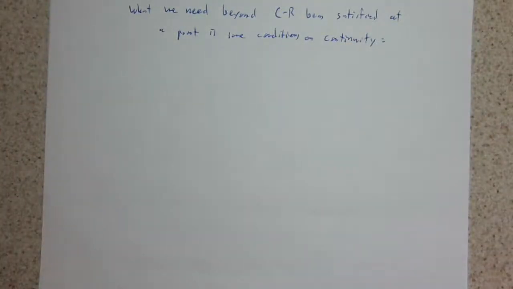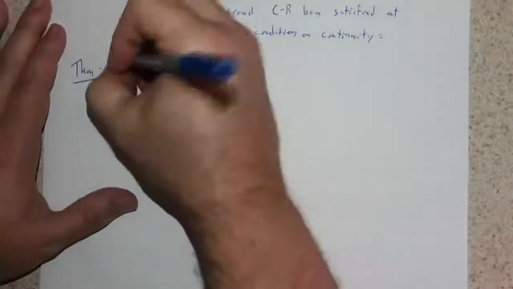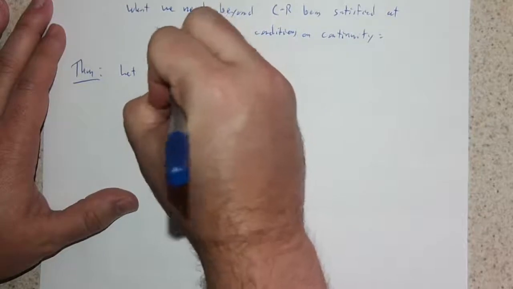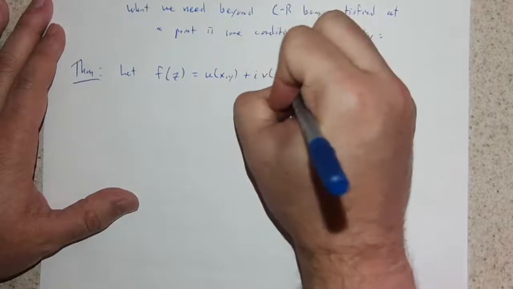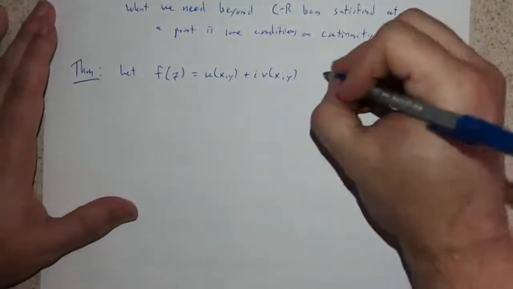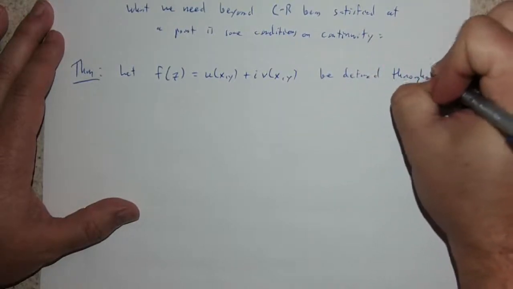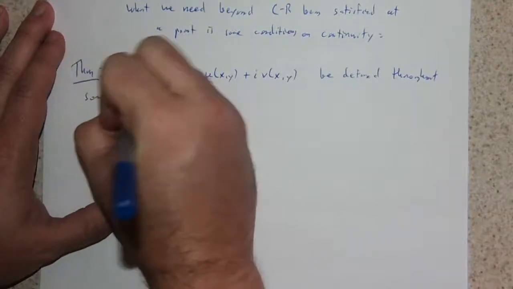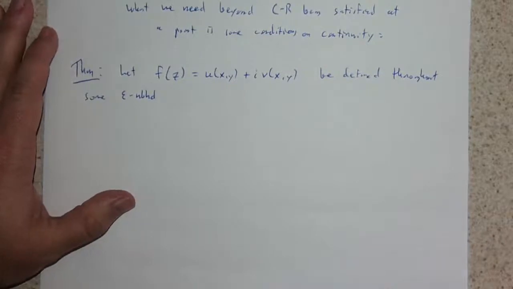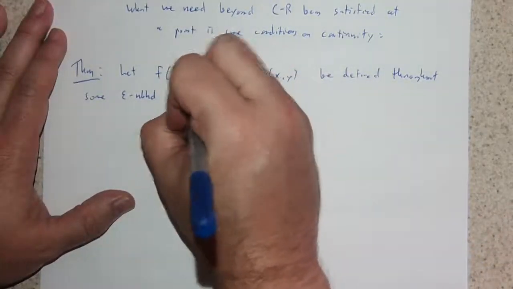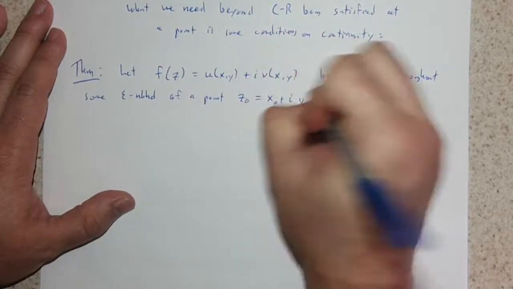Okay, so this is what we need. So we have the following theorem. Let f of z, which I'm writing as u(x,y) plus i v(x,y), be defined throughout some epsilon neighborhood. So this is an open epsilon ball centered at some point z naught, which is x naught plus i y naught.